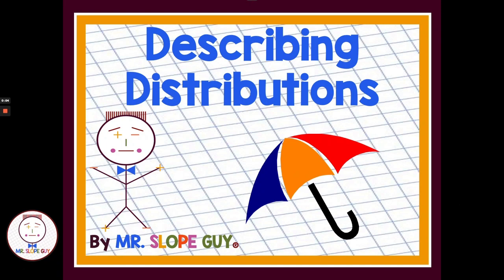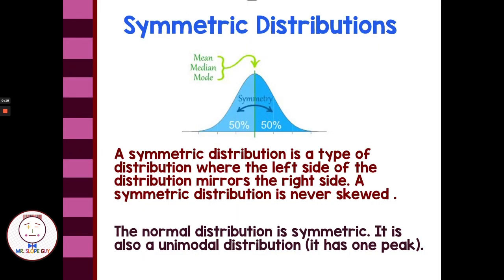In today's math lesson, we're going to talk about describing distributions and look at some examples. So we have a symmetric distribution, and a symmetric distribution is a type of distribution where the left side of a distribution mirrors the right side. A symmetric distribution is never skewed, meaning it doesn't lean to the left or lean to the right. A normal distribution is symmetric, and it's also what's called unimodal, meaning it has one peak.